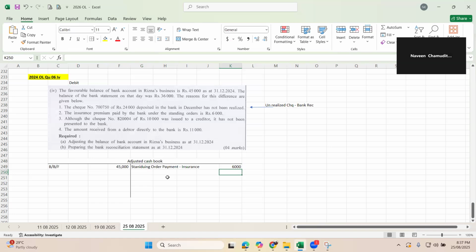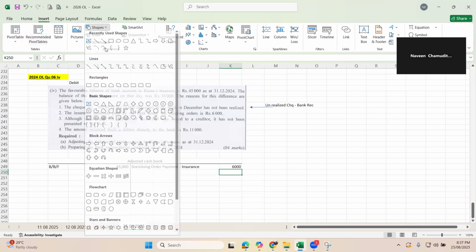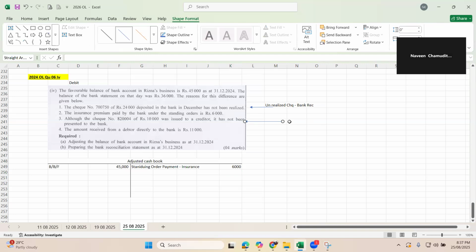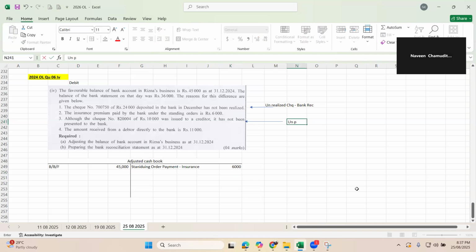Then, although the check of 82 double triple zero for 10,000 was issued to a creditor, it has not been presented. Now see, it's unpresented. It has not been presented, which means unpresented. This comes to bank reconciliation again. So this is unpresented. Unpresented goes to bank reconciliation.